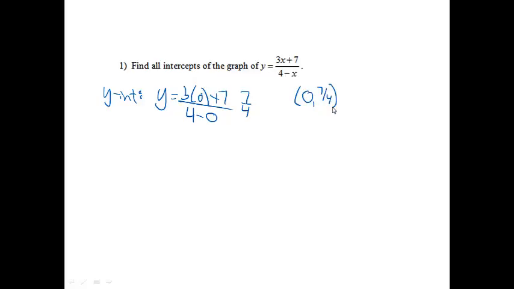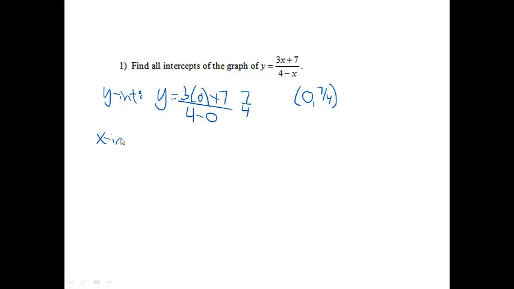Right, number 1, find all the intercepts of the graph y equals (3x plus 7) over (4 minus x). Right, so first of all, let's go ahead and find the y-intercepts. And remember, to find the y-intercepts, we'll just let x be 0. So put a 0 wherever the x is. And then when I do that, I get 7/4. So my y-intercept is going to be (0, 7/4).